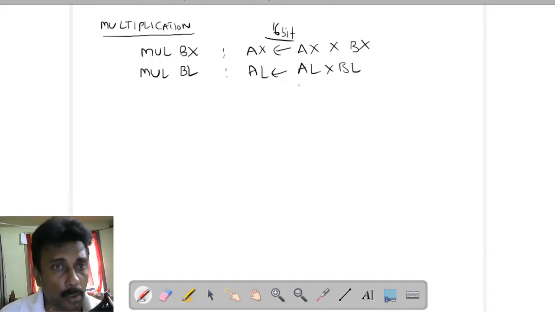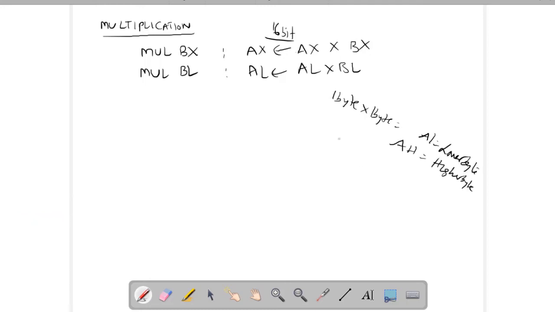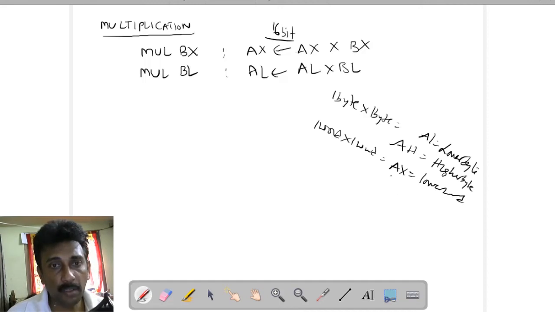Here is one point you have to make a note of. If you are multiplying 1 byte into 1 byte, and the result is one word, then the lower byte will be saved into the AL, and the higher byte will be saved into the AH. In case you multiply one word into one word, then the result may be a double word. In that case, in the AX register, the lower word will be saved and the higher word will be saved into the DX register, because while multiplying, the result will be bigger. That is one point you have to keep in mind.